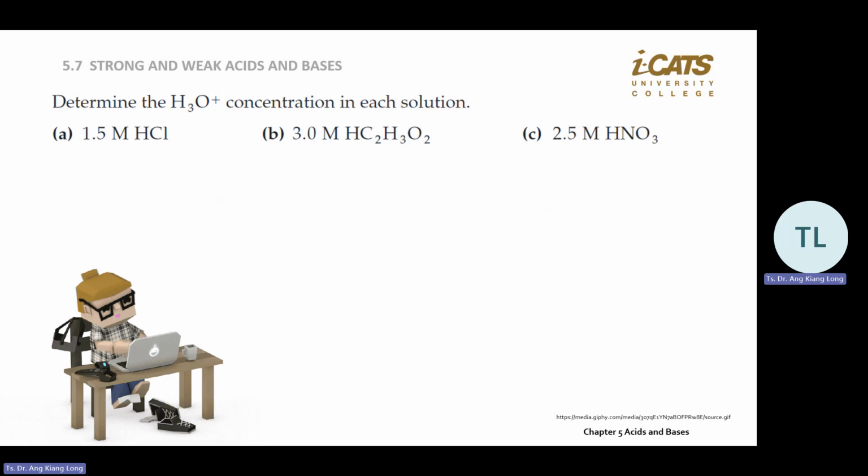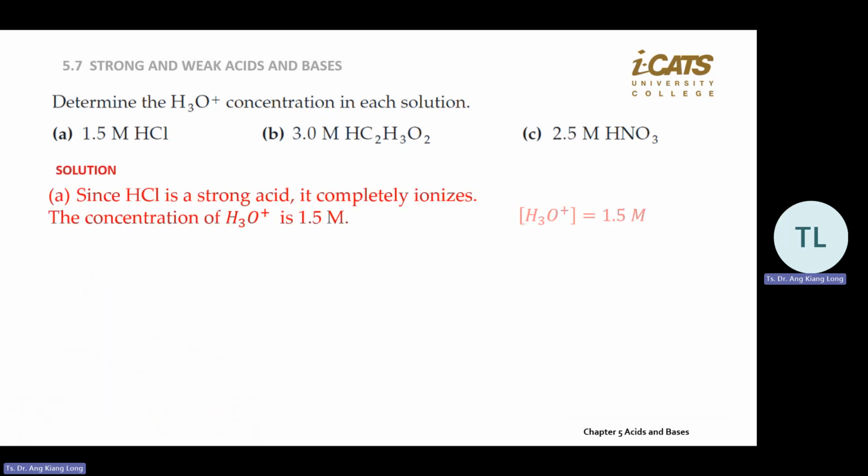This one has many H here. You need to calculate. Here you got H and H3, you got 4, right? So you need to calculate. The first one is 1.5 M, it's quite direct because they have one H.